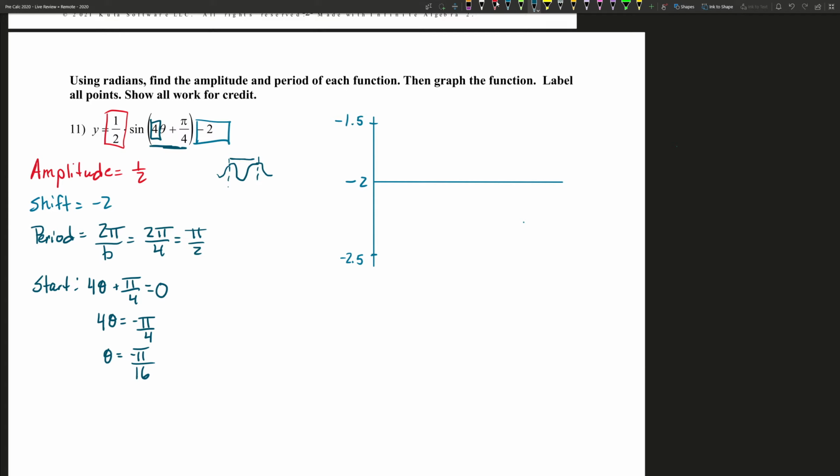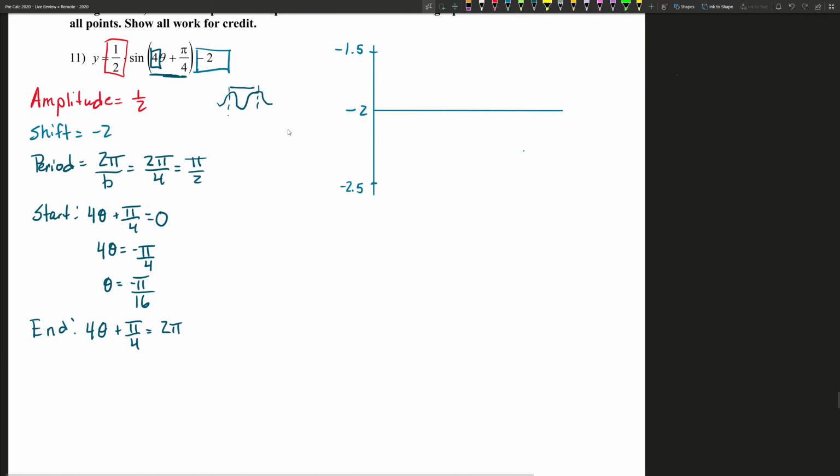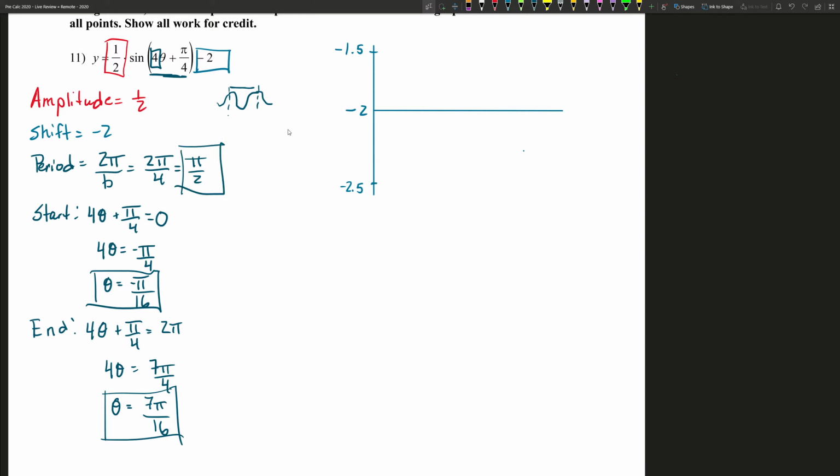And we also need to get an endpoint, which you can do in 2 different ways. I always find it this way, by setting 4 theta plus pi over 4 equal to 2 pi, right? Because that's 1 full rotation of a circle. All right, so when we solve this, 2 pi minus pi over 4 is 7 pi over 4. And then divide by 4 on both sides, we get 7 pi over 16. All right, so endpoint, start point. And then the distance between those 2 things is pi over 2.